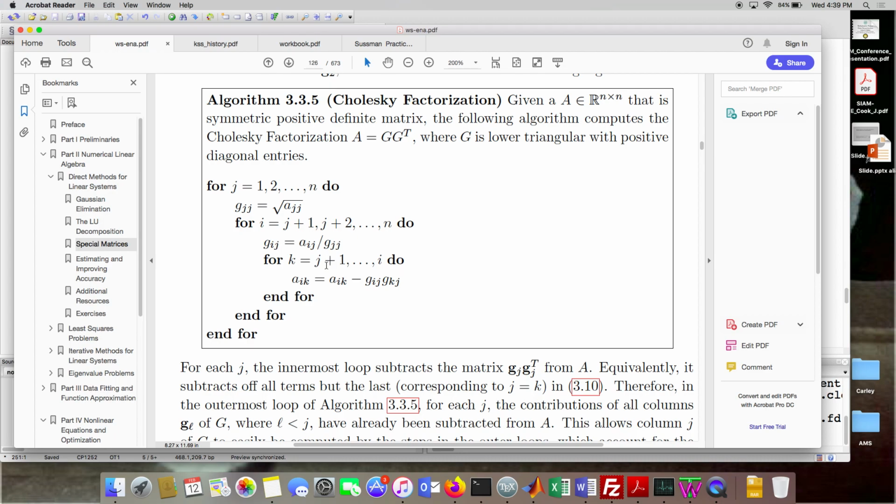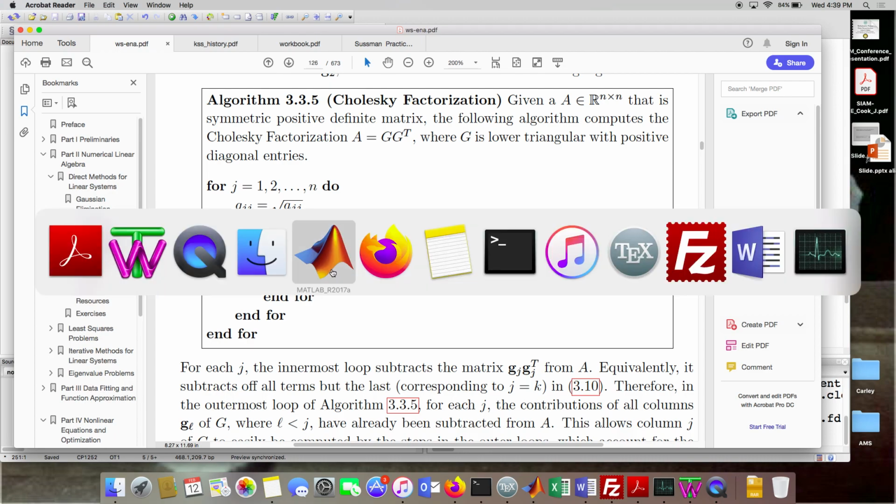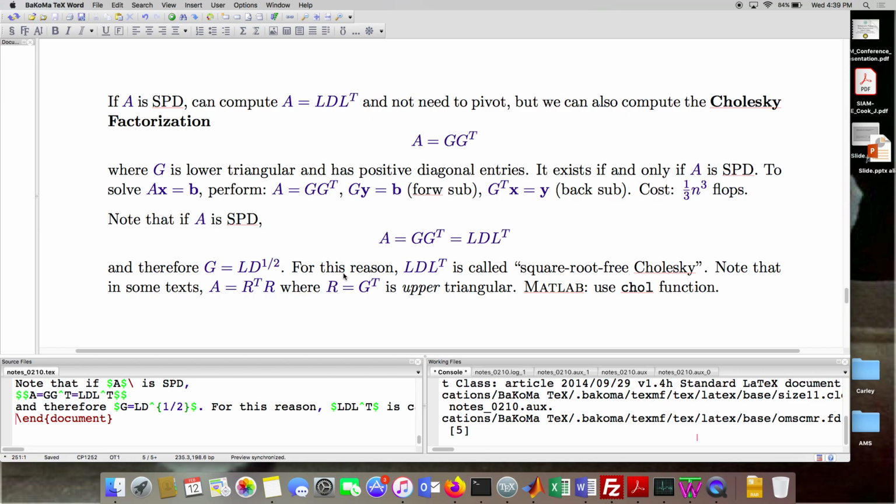Okay. Now, so now I'll step through an example.